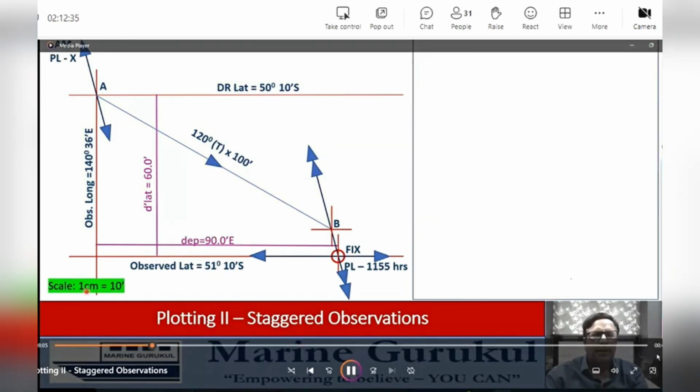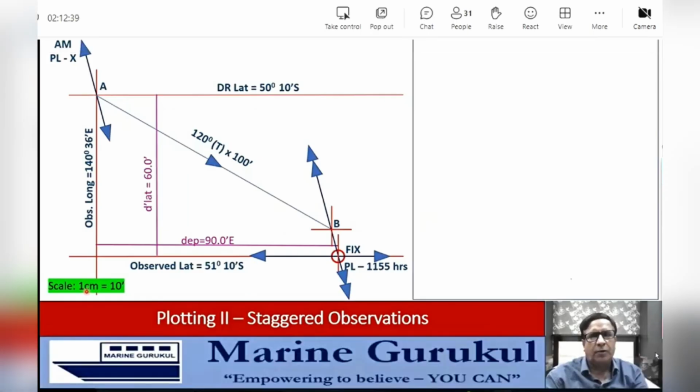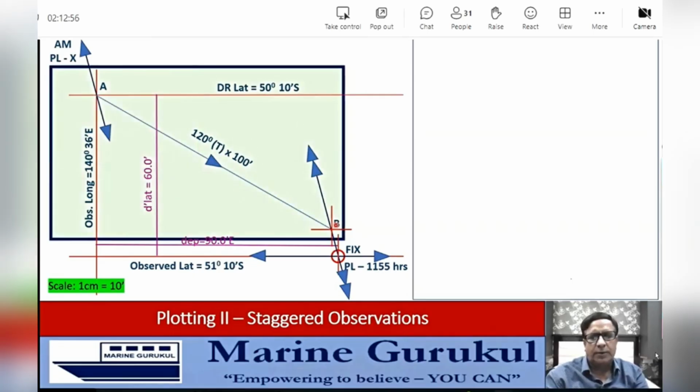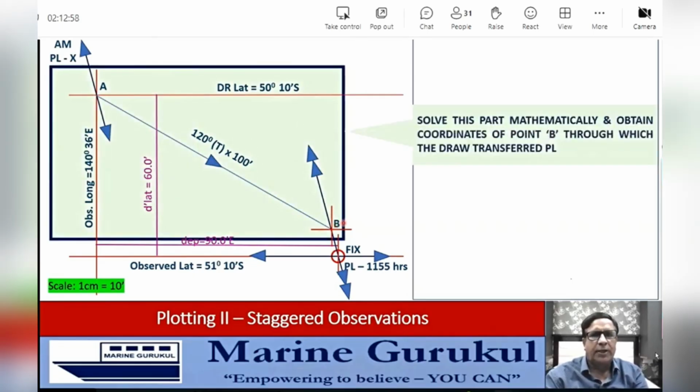Here it is. By reducing the scope of actual plotting and maybe performing part of the question numerically or mathematically on the answer sheet. What do we need here? We actually need to know the coordinates of point B through which the first PL has been transferred. So we could consider solving this part of the question mathematically by plane and parallel sailing so that we can get the coordinates of point B.